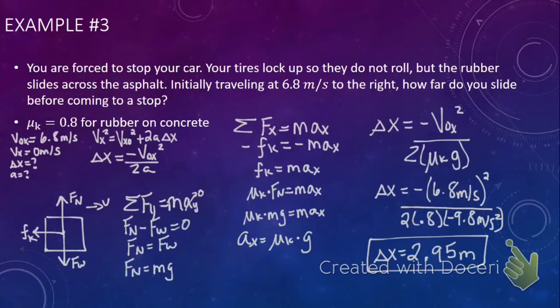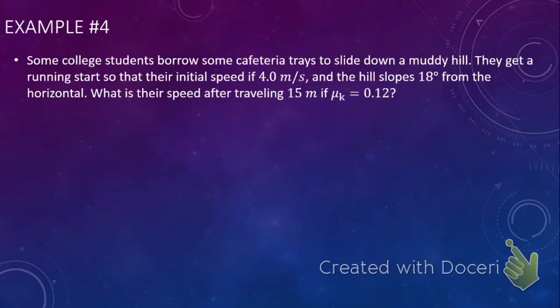We have another one that adds a little more complexity because we can't make it easy. We're going to look at what happens with something on an incline. Some college students borrow some cafeteria trays to slide down a muddy hill. They get a running start, so we have some initial speed of 4.0 meters per second. We have a hill on a slope, and what is their speed after traveling some particular distance?